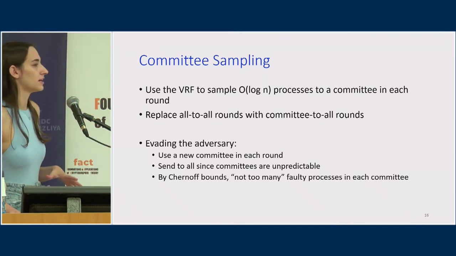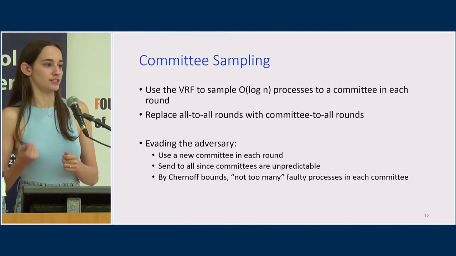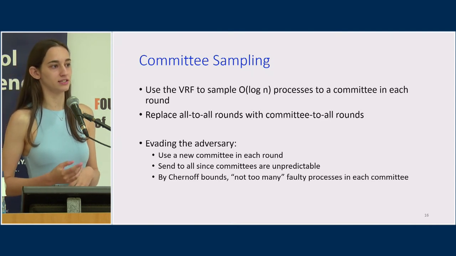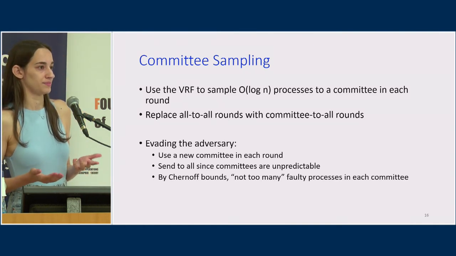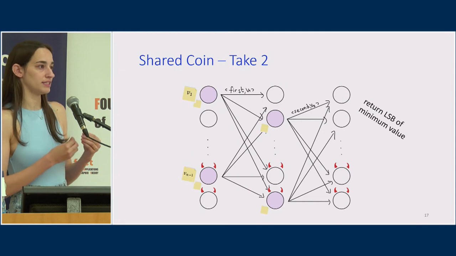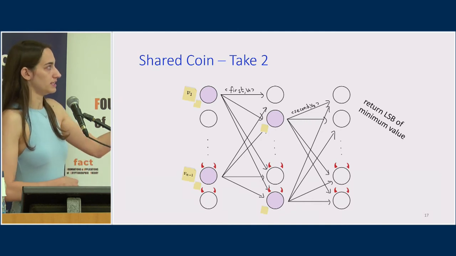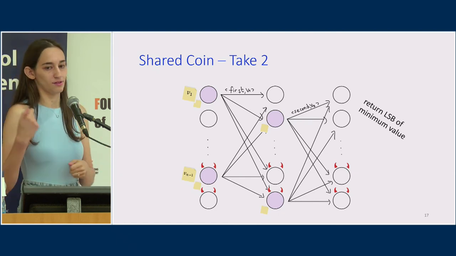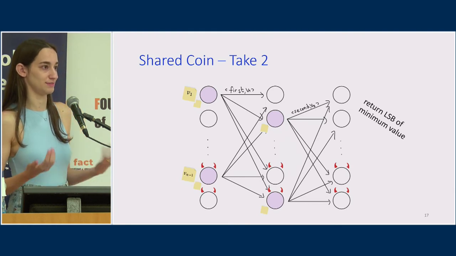So how does it help us? If you think about it, every process that is elected to a committee and speaks, now the adversary can recognize it and corrupt it. So we want to make sure that every process speaks only once and then its job is done. And committees are unpredictable. So this is exactly what we're going to do. We're going to have each step of the protocol being executed by a different committee, different sampled committees. So in this drawing, the purple processes are the elected ones. If they are elected, they have a proof from the VRF. They are part of the committee. They speak, they show the proof, and their message is being processed.